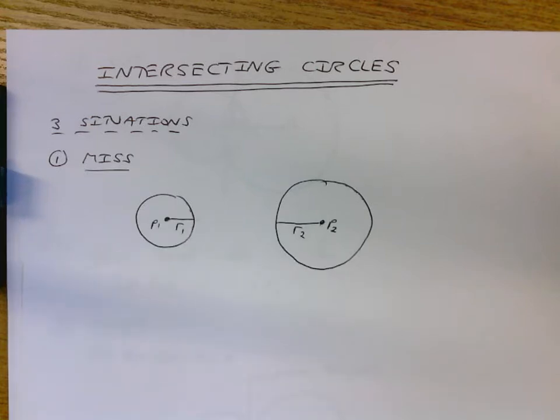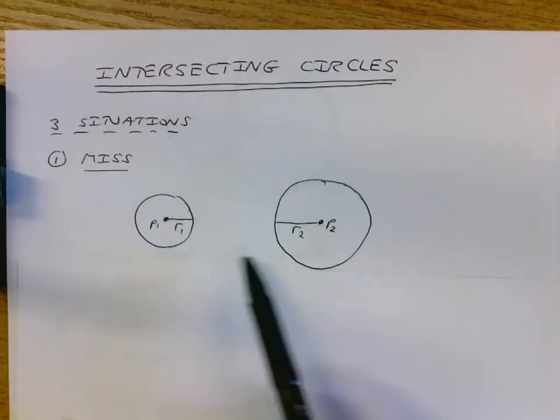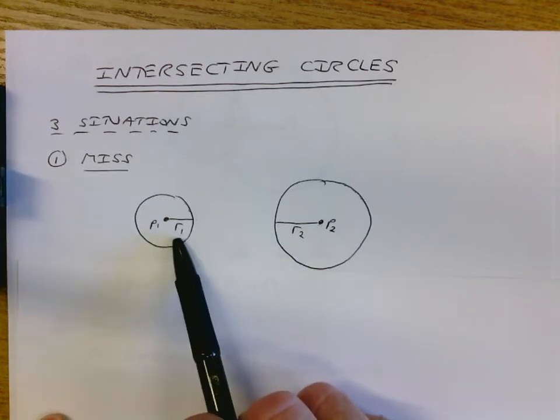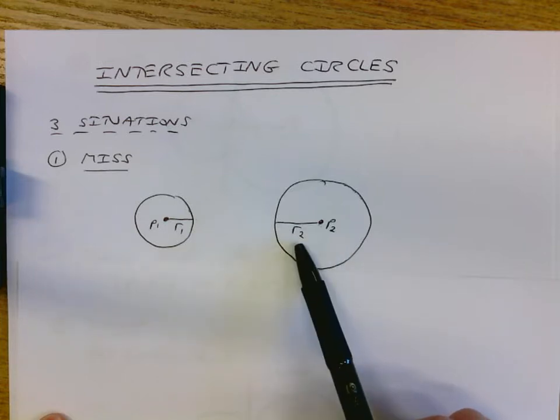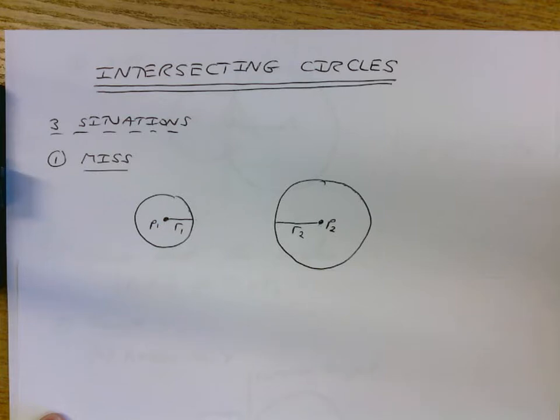So there's two circles, they don't intersect. We have the first circle here, they don't have to be the same size. One small circle, one big circle. The little circle has a radius of R1 and a centre P1. And the big circle has a radius of R2 and a centre P2. And really all we care about is how do we know if this is what the picture looks like?